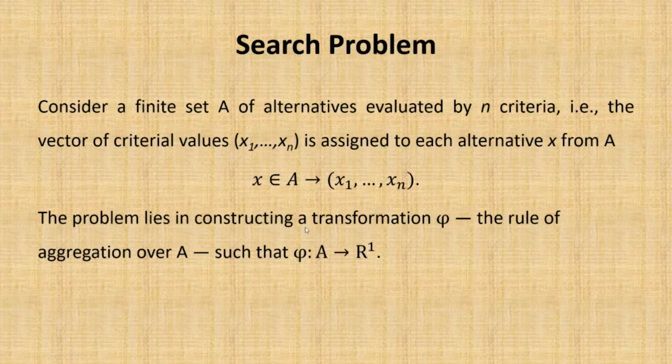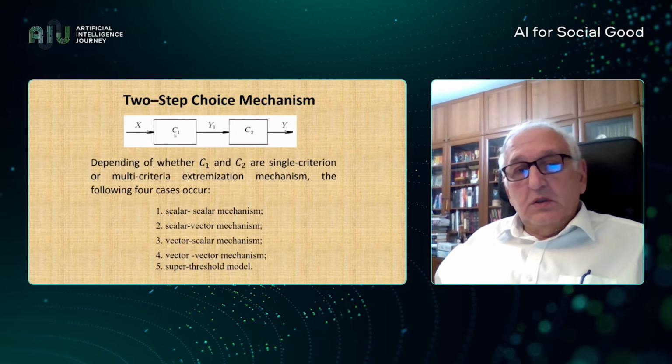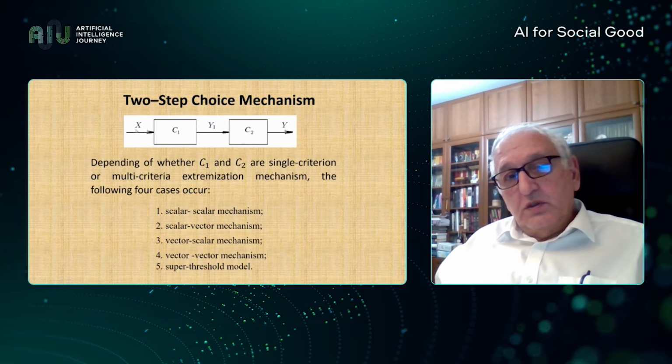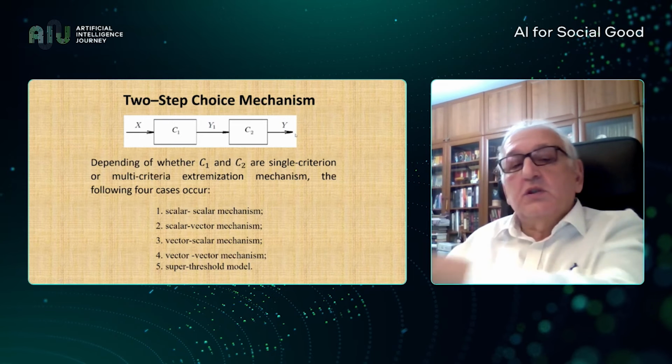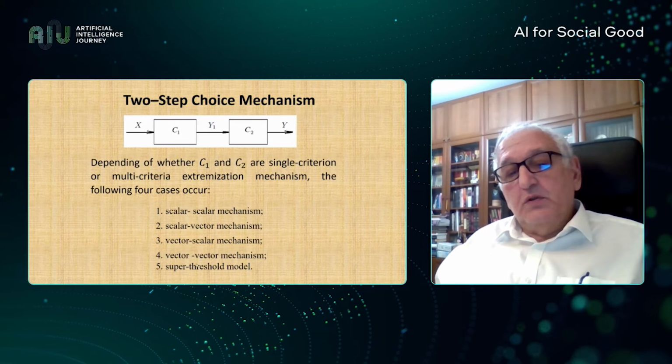And the idea is that we have these alternatives which are evaluated by a set of criteria, a set of parameters, and we should construct some kind of ranking over alternatives. This is the initial set. We choose something with respect to this satisficing principle, take these chosen elements, apply a second function, third function, etc. And there are many different ways to work. Today I will talk only about the super-threshold model.